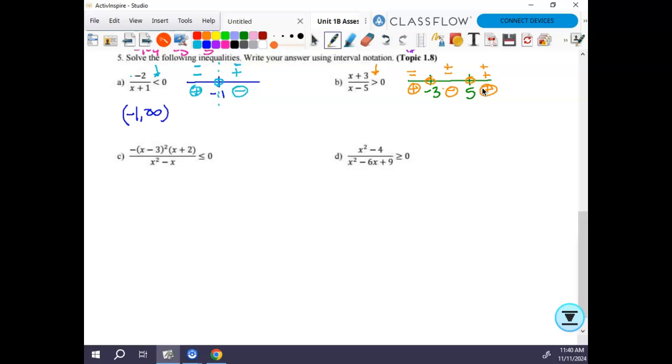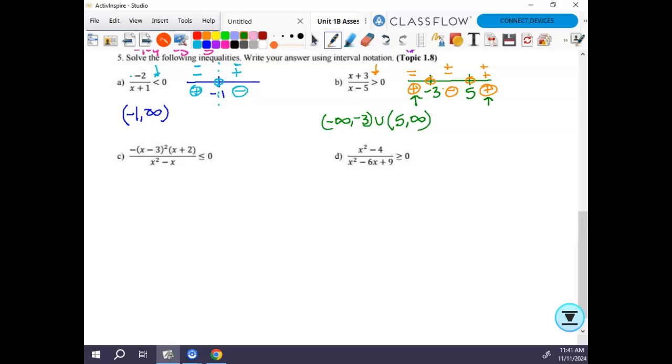Then my answer here, since I want it to be greater than 0, I want it to be positive, so I'm looking for this and this. I'm going from negative infinity to -3. Open, because I already made that decision. And then 5 to infinity. And that's it.